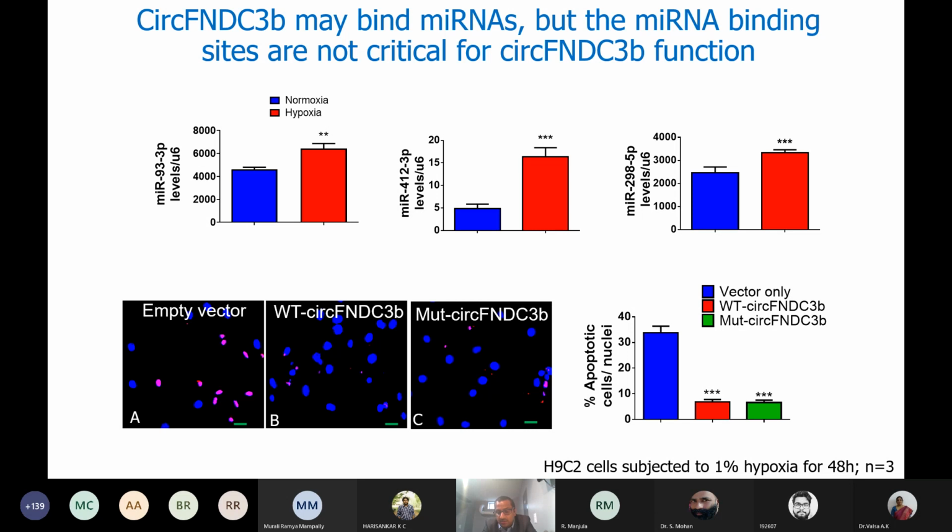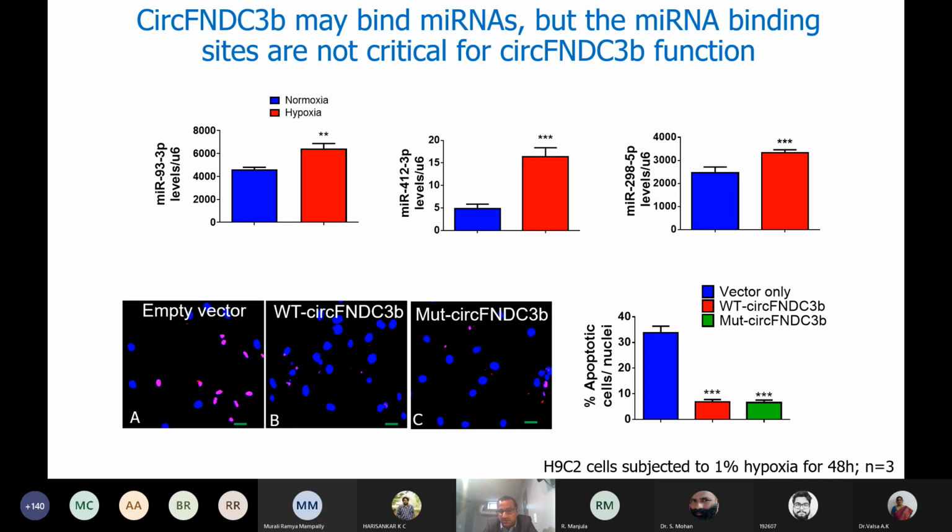And we had this in vitro model system where, when we subject cardiomyocytes to stress, there are increased levels of these microRNAs 93, 412, and 298. In these conditions, we overexpressed wild type and mutant circular RNAs. When I say mutant, it is microRNA-binding-site mutant, so the binding sites are mutated. When the binding sites are mutated, we found that there was no effect. So this suggests that this circular RNA has binding sites, but they're not functional.